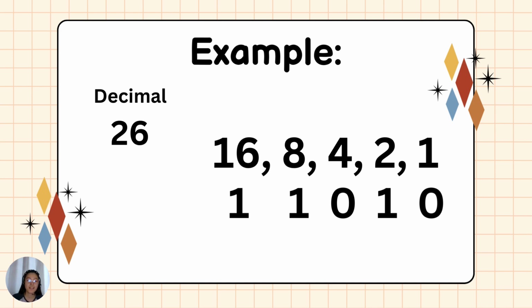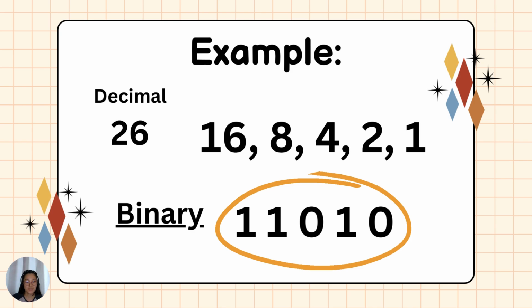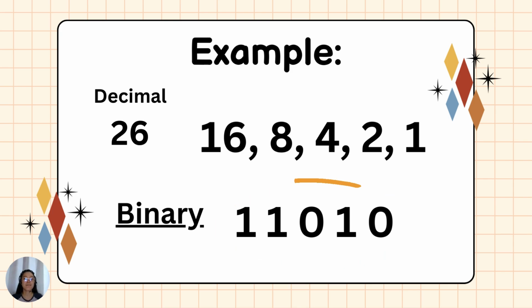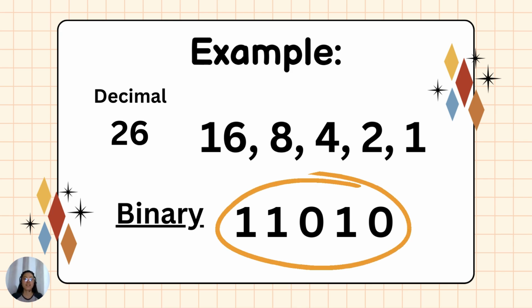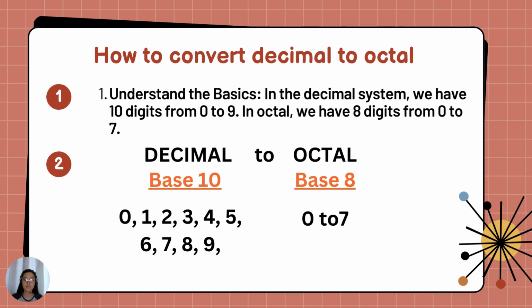We will automatically put 0 under number 1 because if we add it, it will be 27, which also exceeds the decimal number. To conclude, the binary equivalent of decimal number 26 is 11010. So that is the easy technique on finding the binary numeral system, how to convert decimal to binary.